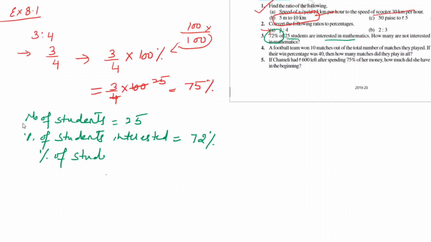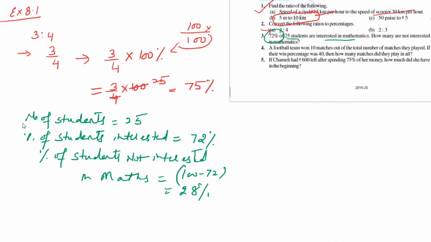So how will we find the percentage of students not interested in maths? That gets so simple. You will subtract this 72 from 100. So that gives you 28%. So 28% of the students don't love solving maths.